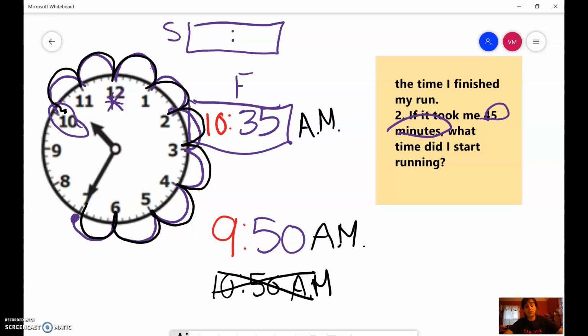If you would like to try to subtract, it's gonna be messy, and I'm gonna show you why. Let's say you started running at 10:35. It took me 45 minutes. You're like, yeah, I'm gonna go backwards. I'm gonna subtract. So I'm gonna show you how messy it gets. 5 minus 5 is 0. 3 minus 4, you can't. So you still regroup this, and some of you like to double regroup. So I'm still gonna do it like that.